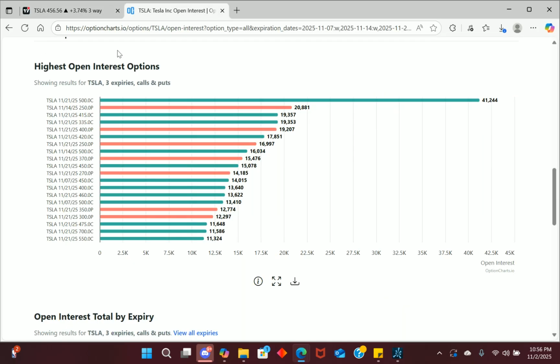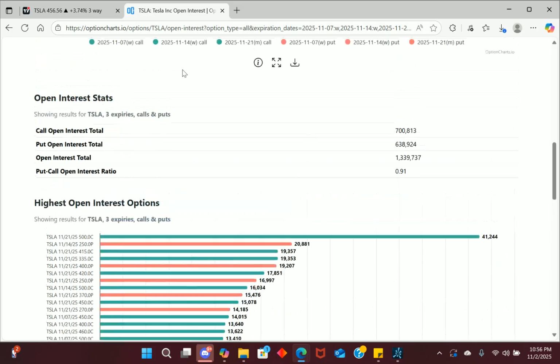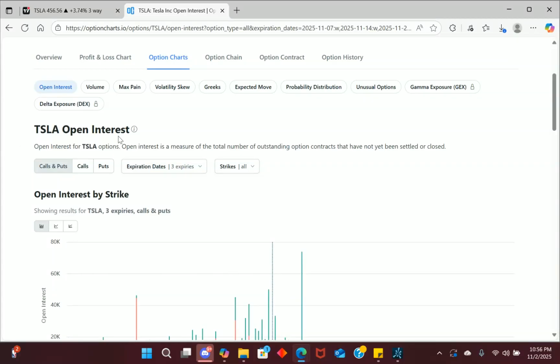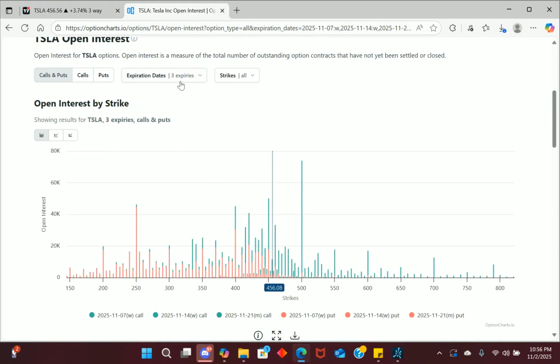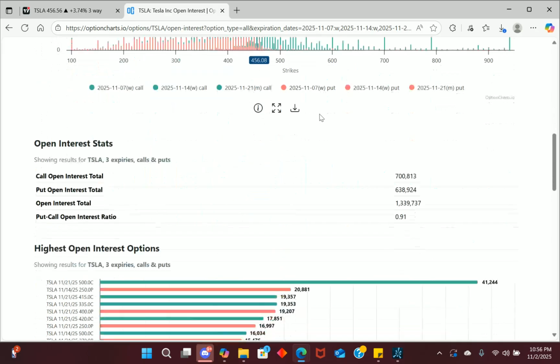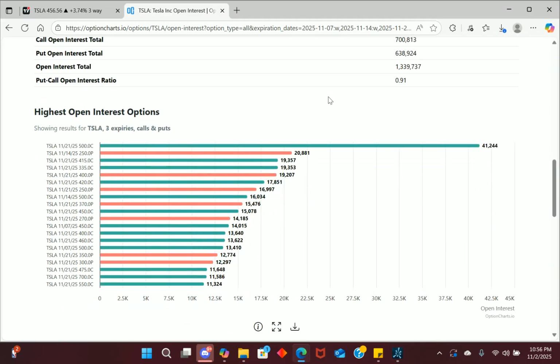Now let's go to a little cheat code. Our cheat code is my favorite website, optioncharts.io. What I do is I come to the ticker. Easy work, boom, Tesla open interest. Then I come down and select all or apply. I want to clear and see what we have going on for November when we apply that.